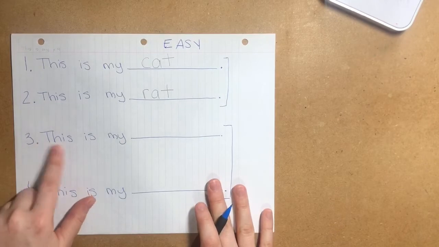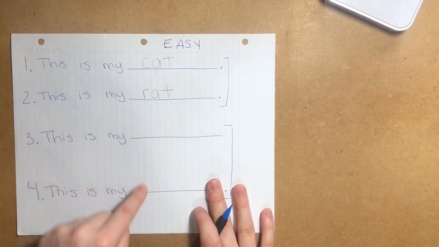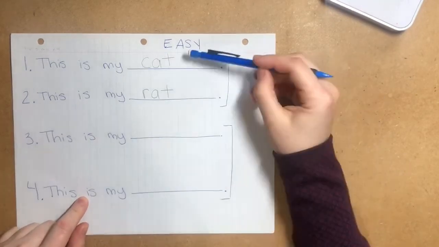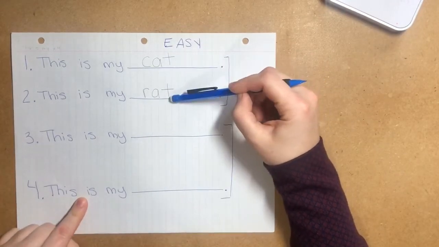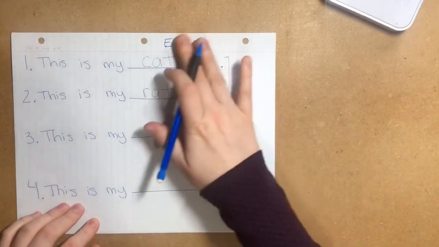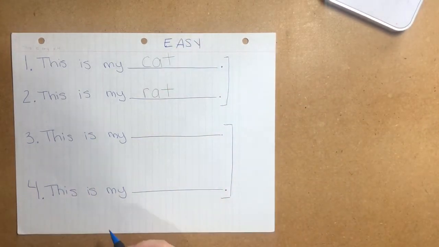Alright, so let's do number 3. Find 2 words that rhyme. So for this one, the easy version, you can copy my cat and rat and then create your own down here. Or you can choose to do all 4 words on your own. It's up to you.